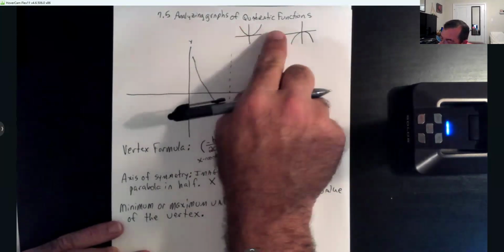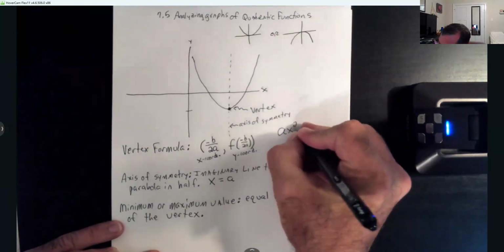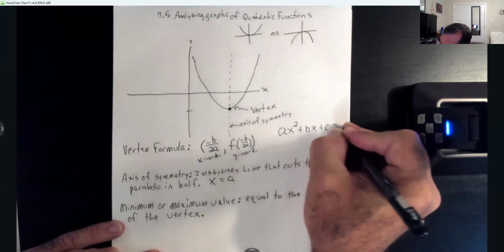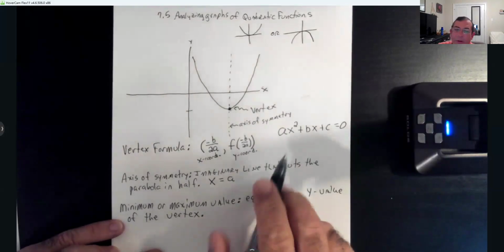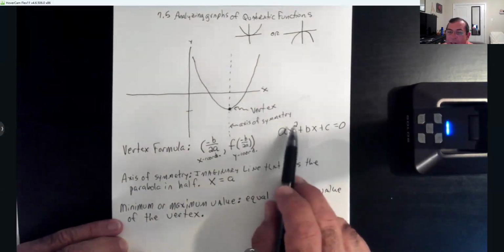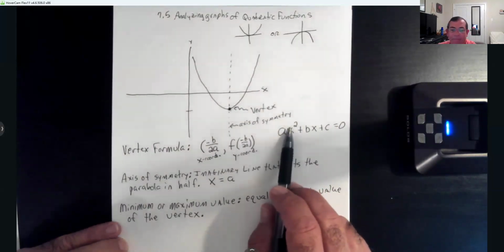Now remember, these quadratic equations, they're in this form: ax squared plus bx plus c equals 0. Remember, we've been doing the quadratic formula with these quadratic equations. And remember, they're quadratic because of that x squared.